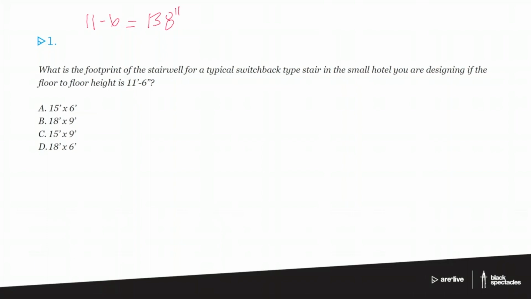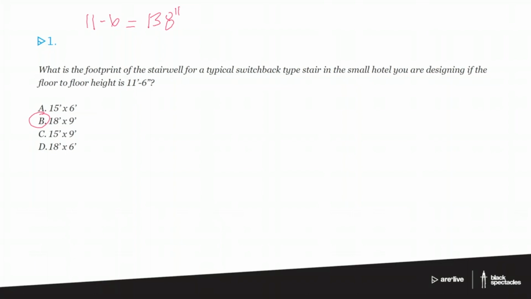Now, anybody that has actually put an egress stair into an office plan or hotel plan or anything like that will probably recognize pretty fast. And I'm just going to jump to the quick answer on this one and just say the largest one here is going to be the answer. It's going to be B, 18 by 9. And we'll come back to why that is. But if you can answer a question like that and feel very confident, more power to you.